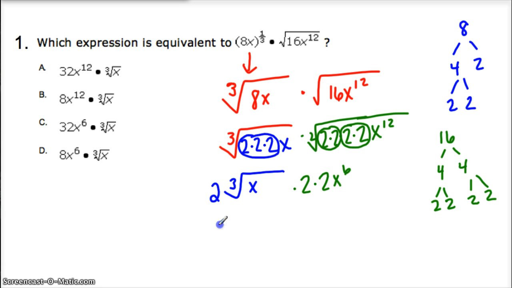So I clean that up a little bit, and I have 2 times the cubed root of x, and then 2 times 2 is going to be times 4x to the 6th. And remember, multiplication is commutative, so I can move things around. So I'm going to put the 2 and the 4 together to give me 8. And then x to the 6th I'm going to put in the front. And then I have the cubed root of x.